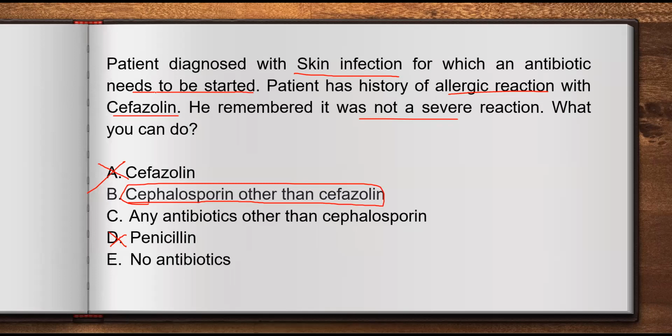So I'm not saying that penicillin is a wrong answer. It's also a correct answer. But again, if we think from the question's perspective, this is a better option. So this patient can be given any other form of cephalosporin, other than cefazolin. If you choose C, it means that this patient cannot take cephalosporin, but this patient can take it. Only cefazolin cannot be given. Okay, clear, guys?